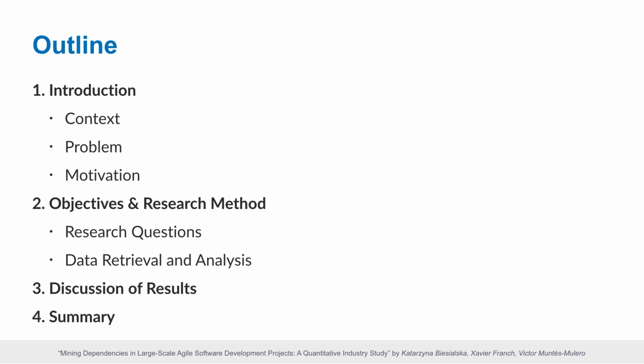Here is an outline of my presentation. First, I will introduce the context of our study and the problem statement, followed by the description of main objectives and research questions that we try to answer in our work. Next, I will present main outcomes of the study and conclude with the key takeaways, and I will introduce future research directions worth exploring.